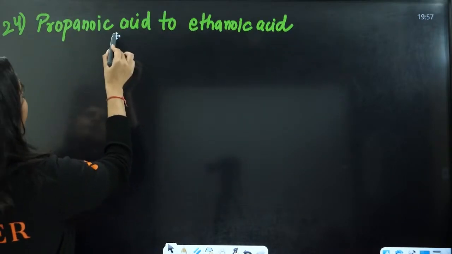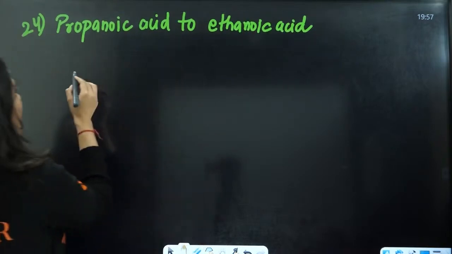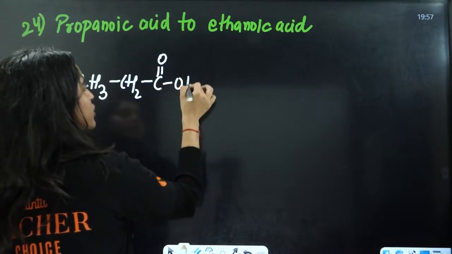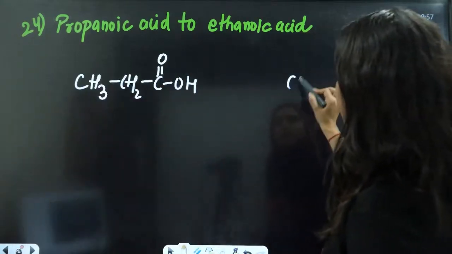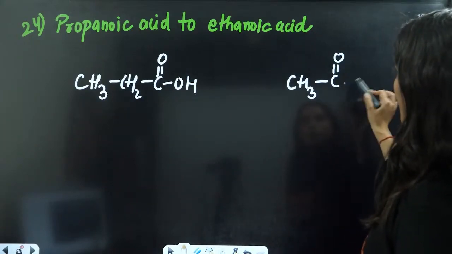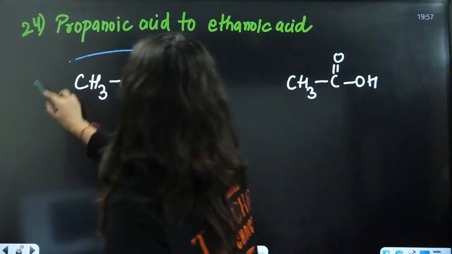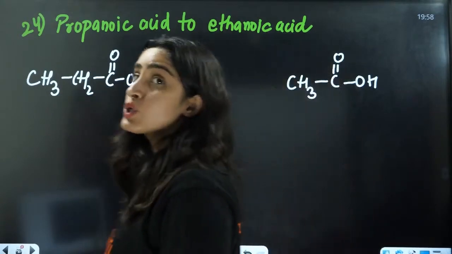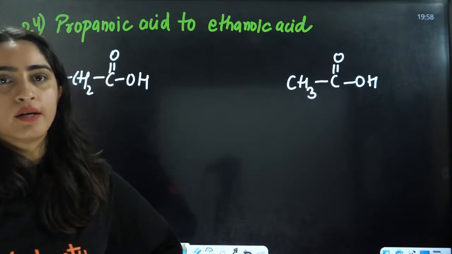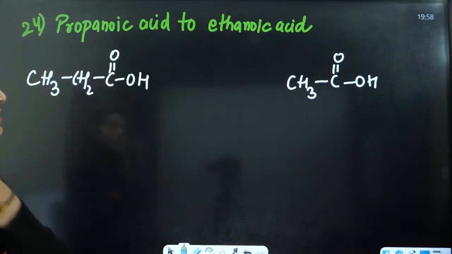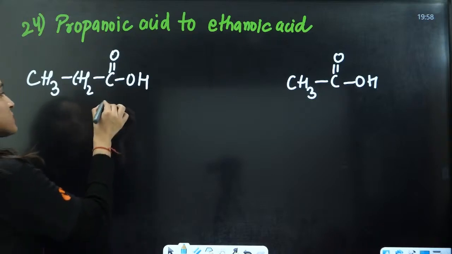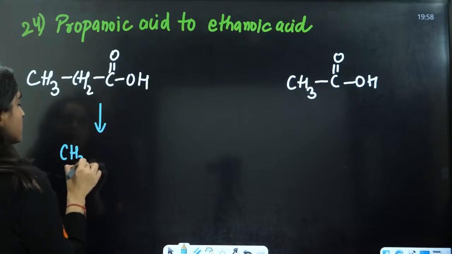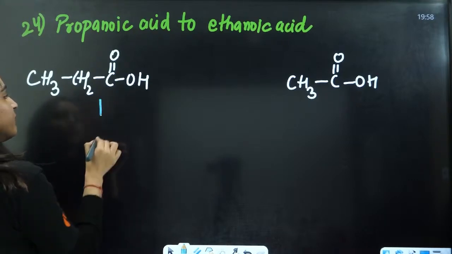Then we have propanoic acid to ethanoic acid. You have propanoic acid, CH3CH2COOH, to ethanoic acid, CH3COOH. Now you need to remove one carbon here. How do we do it? There are so many ways. What I feel is the best way is to convert it into the sodium salt, or you can simply write it here, soda lime decarboxylation.